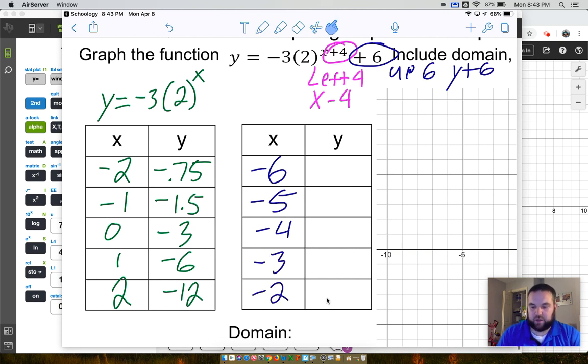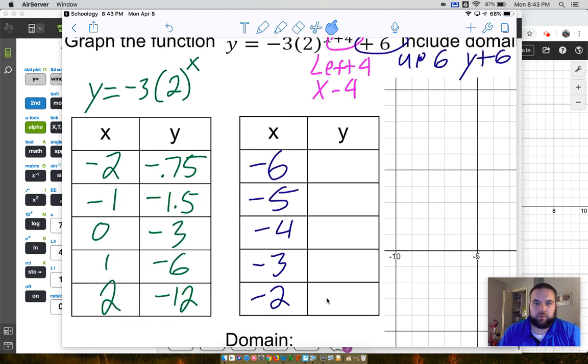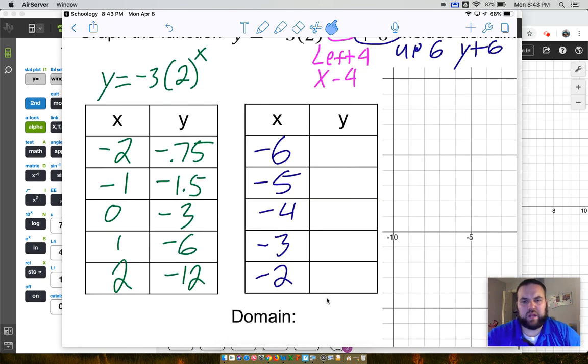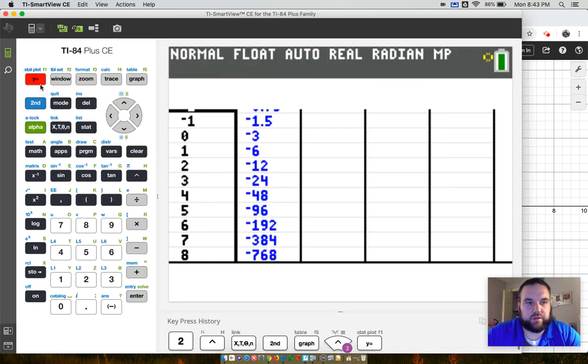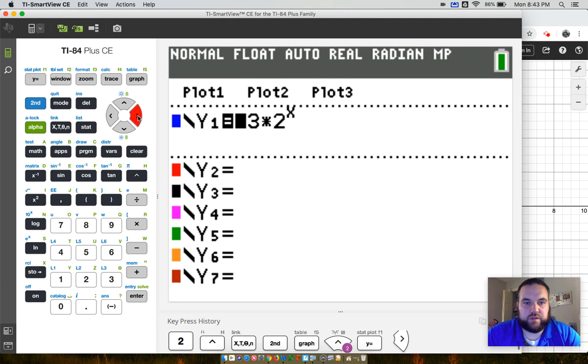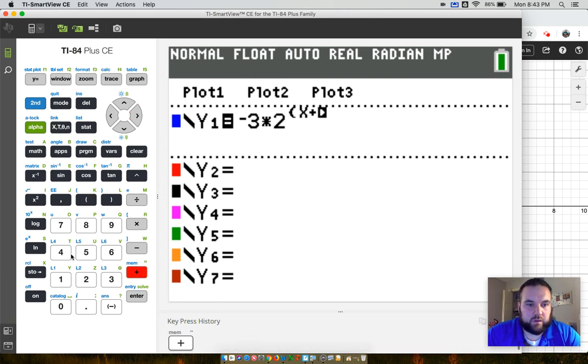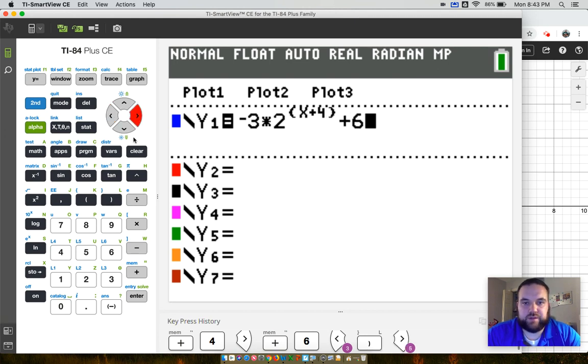Okay, I could then go into the calculator and let the table do the work for me. I'm actually going to do that just to make sure I don't mess something up here. So I'm going to go ahead and alter this. My exponent is x plus 4, and then I'm going to include the plus 6 on the outside. Whoops, didn't close off the parentheses. That would be bad. Okay, so there's my entire function.